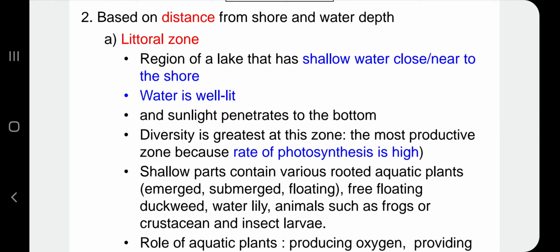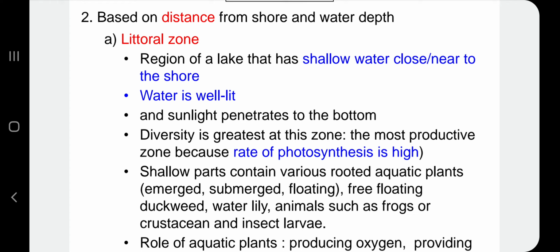So we have littoral zone. Refers to the region of the lake that has shallow water which is close to the shore. Water is well lit. Okay, maksudnya kawasan littoral ni dia punya air tu diterangi cahaya lah, well lit. Unless kita tanam too much trees dekat tepi tasik tu, mungkinlah dia akan tertutup sedikit. Tapi generally dia well lit. Okay. And then sunlight can penetrate to the bottom.